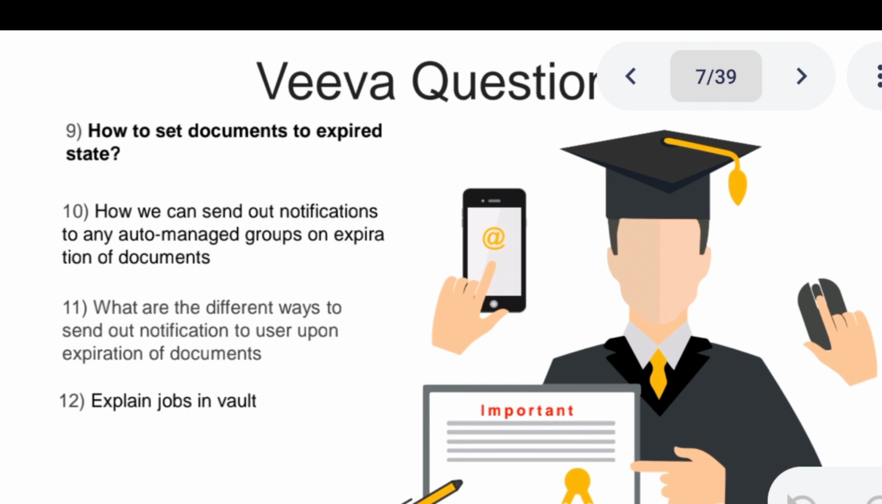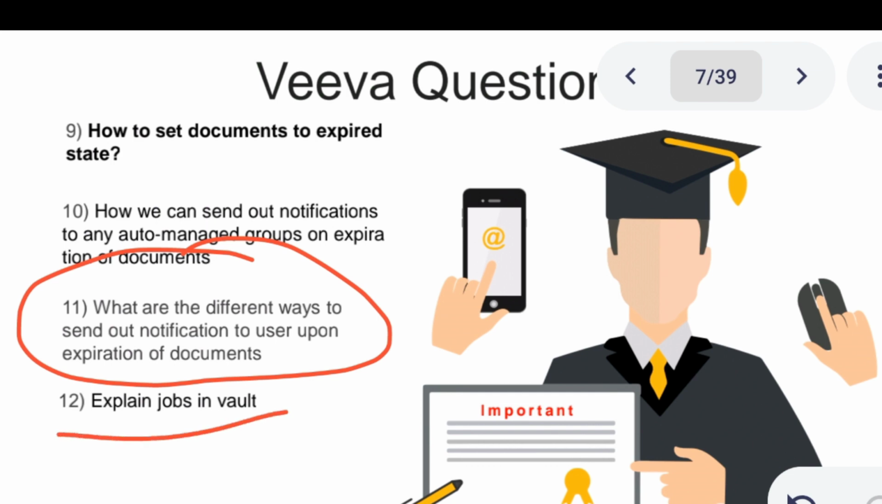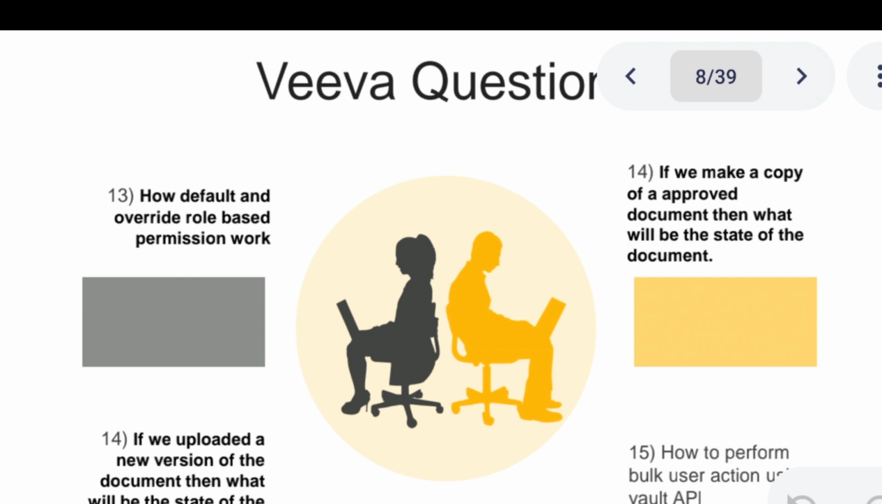Question number 11, what are the different ways to send out notification to users upon expiration of the documents? So it's asking what are the different ways you can send out the notification to the users on expiration of the documents. Question number 12, explain the jobs involved. What are the jobs involved? You must be aware of those.